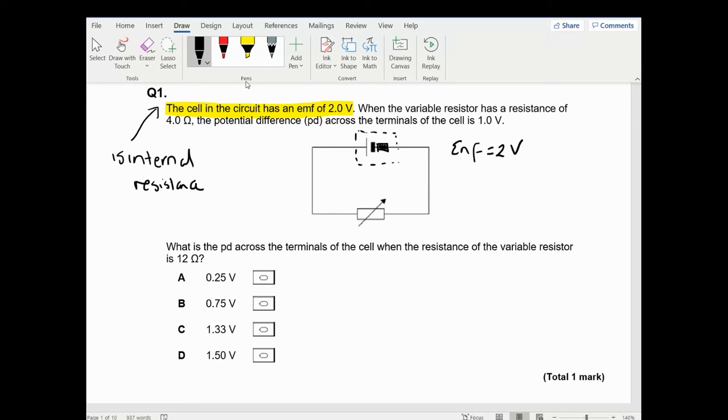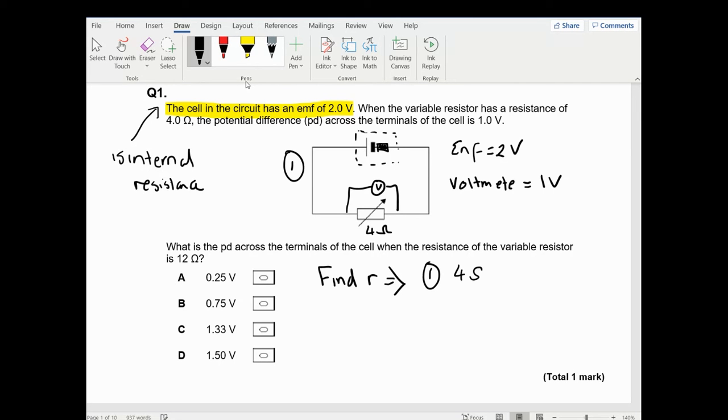And when the variable resistor is 4 ohms, if I had a voltmeter here, the voltmeter has 1 volt across it. They're now asking if it is 12 ohms, how much voltage will be across it. So we're trying to find little r first because we know there must be an internal resistor. So I'm going to be using this first. If we look at this circuit, we'll call it circuit 1. On circuit 1, I know that over the 4 ohm resistor, there is 1 volt.